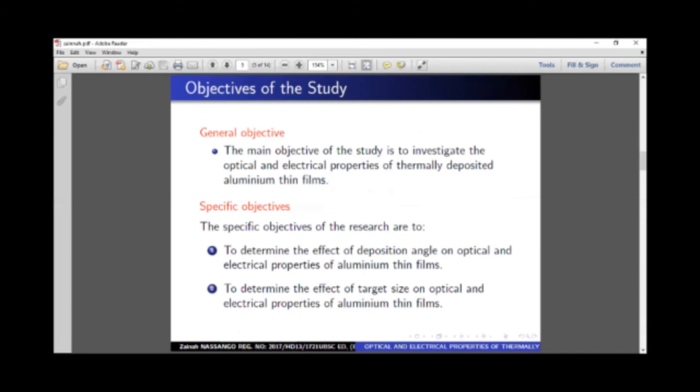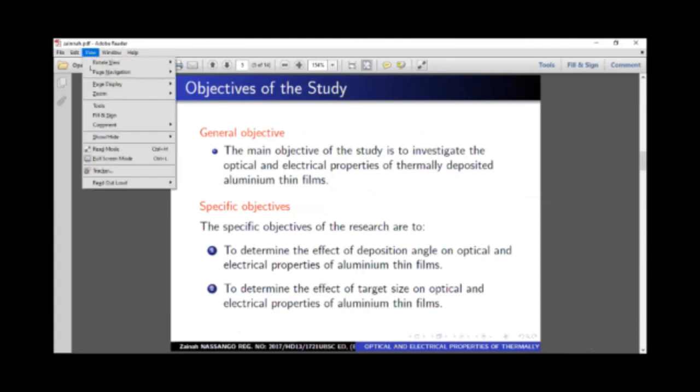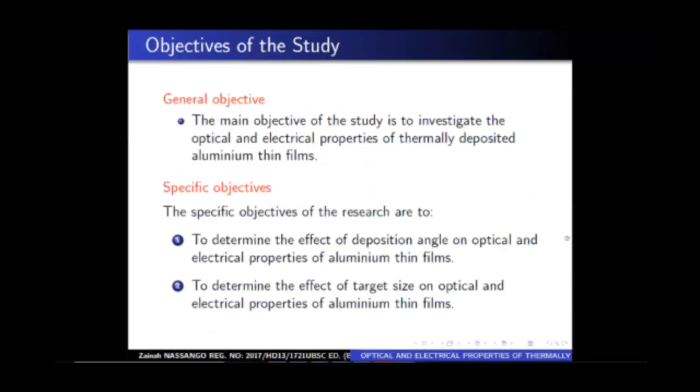Yes, she has taken note of that. Similar to the second objective, which says to determine the effect, that effect is the one which will lead to the optical and electrical properties. Hopefully, you should optimize the same as in the first specific objective. That was on the first specific objective. On the data analysis, I asked how will you use the tables to analyze the data?